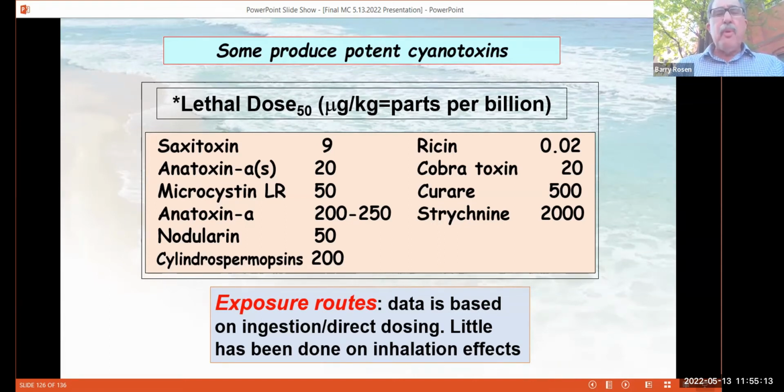Microcystin-LR, the most common form of microcystin we see out there, is less potent than cobratoxin, but more potent than curare and strychnine. You get my point. These are very potent compounds, but it really depends how they get into you. Exposure routes are the whole story. These numbers are all from ingestion. So it's not from inhalation. We know very little about inhalation. We know very little about the concentrations and how much it really affects, and there are no guidelines for that yet. So digestion, ingestion of these compounds, drinking water is really the most common source. Next.